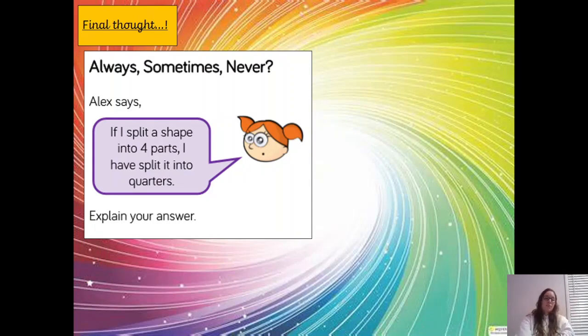Okay, today's final thought then is always, sometimes, never. So Alex says, if I split a shape into 4 parts, I have split it into quarters. Explain your answer. What do you think? This is definitely a really good time to have a chat with somebody around you.